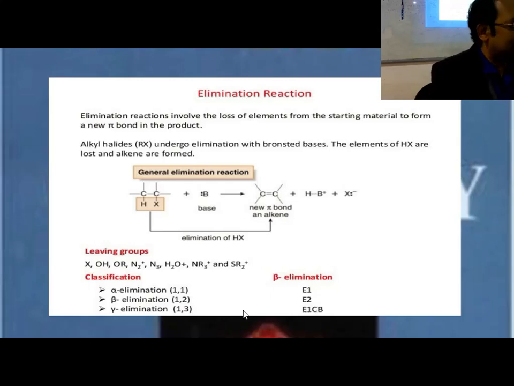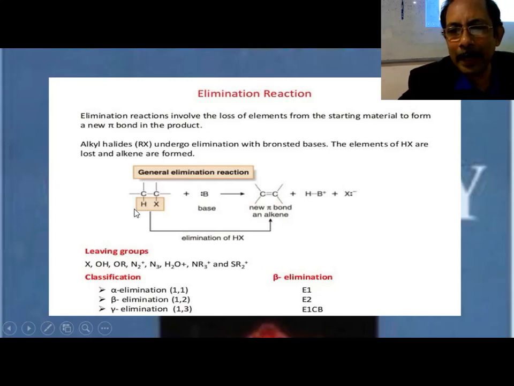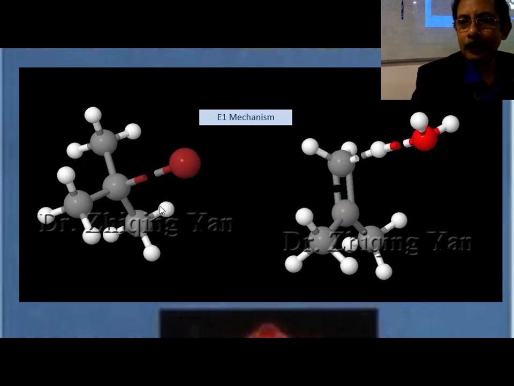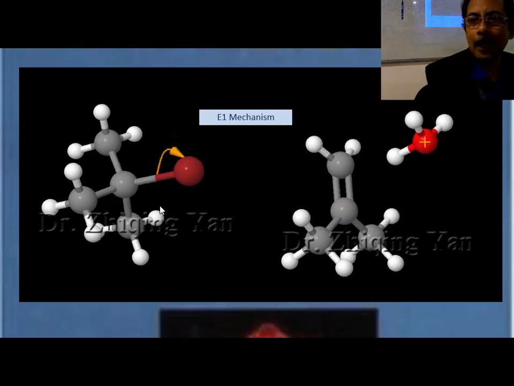Or otherwise, in the same carbon you have both the halogens and they get removed. That is also possible. So this way you are getting different types of elimination: alpha elimination, beta elimination, gamma elimination. In this one, X and H both are getting removed, so it is 1,2 elimination. So this is the E1 mechanism.